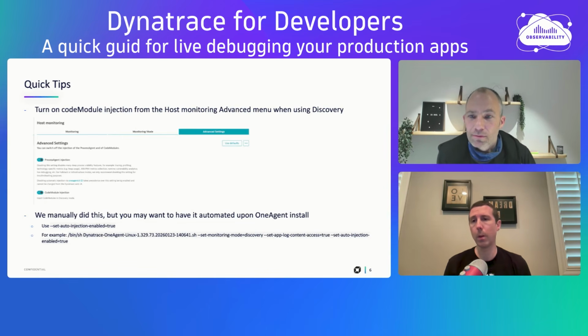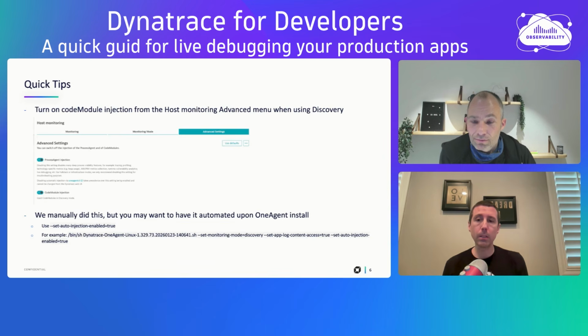What you saw from the demo is that you need to go to your host monitoring advanced settings, and you'll see this code module injection toggle. You need to toggle that on for any OneAgent instance in discovery mode where you'd like to use the live debugger. We did this manually in the demo, but you may have cases where you want to do this on a broader scale. Maybe you have this deployed across hundreds or thousands of hosts within your infrastructure, and you don't want to go to the UI to toggle this on for every host where you'd like to use the live debugger.